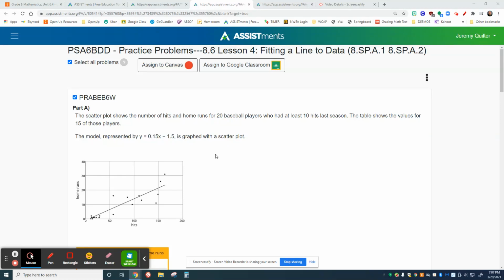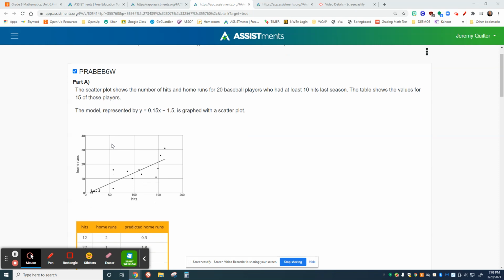Here's your little bit of homework help for Unit 6, Lesson 4, Fitting a Line to Data. The first problem talks about a scatter plot that shows the number of hits and home runs for 20 baseball players who had at least 10 hits last season. The table shows the values of those 15 players.